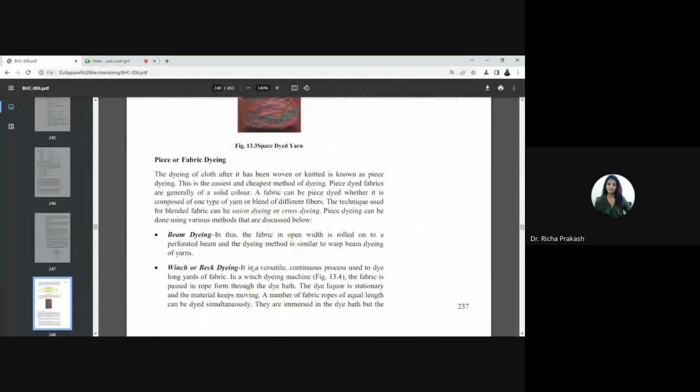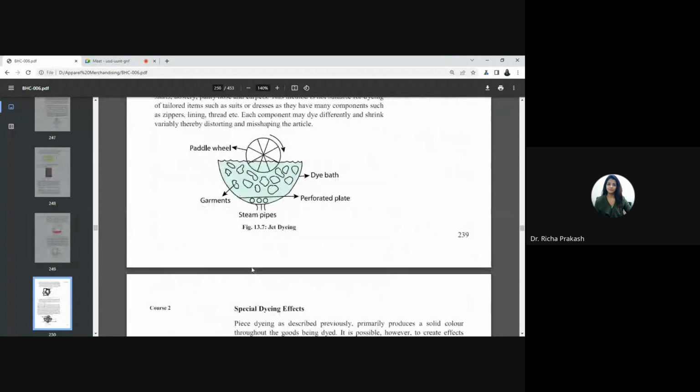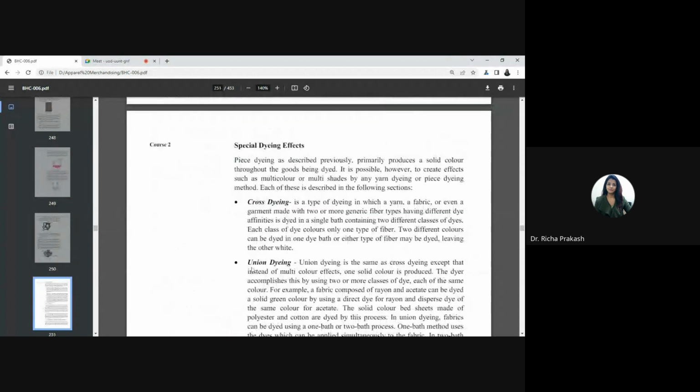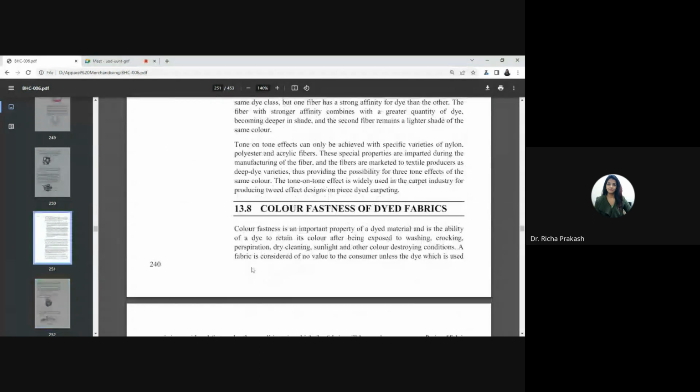Beam dyeing, it's very easy. Space dyeing, piece dyeing, okay. All these different dyeing techniques are there. Spatial dyeing, cross dyeing, tone effects. Okay. Now coming to color fastness of dyed fabric.